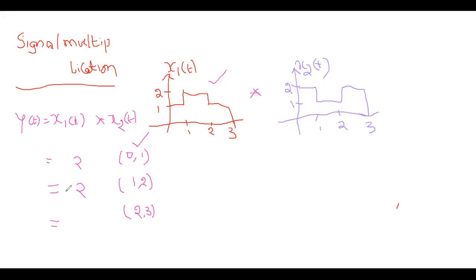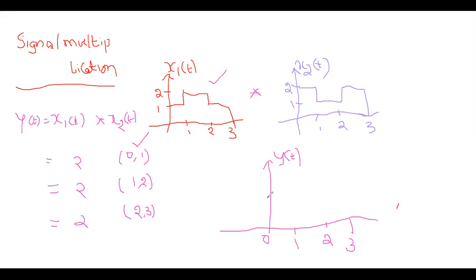So in this range also, again you are going to get the same magnitude. From 2 to 3, the magnitude of x1 of t is equal to 1 and the magnitude of x2 of t is equal to 2. So 1 multiplied by 2, again you are going to get the same magnitude. Now see here. Here I am representing y of t, which is the signal obtained by multiplying x1 of t with x2 of t. Okay. So 0, 1, 2, 3.